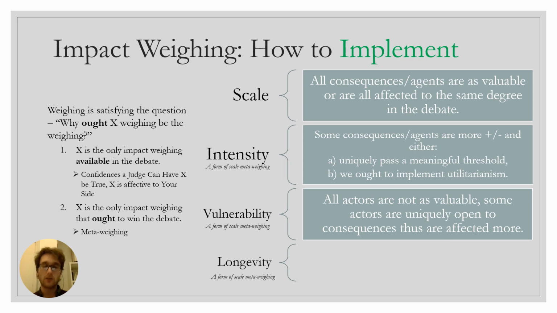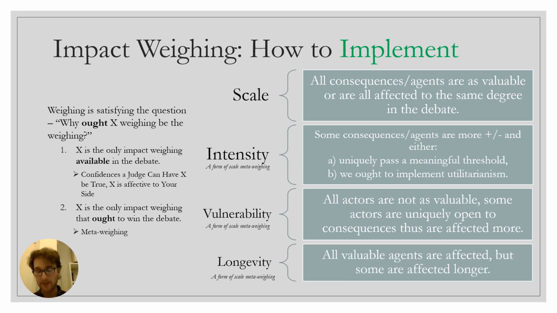Let's lastly look at longevity. So longevity here just means, obviously, the persistence of that impact. So here, once again, you are accepting the scale premise, which is that all actors are as valuable as each other. However, even if this is true, some actors are affected longer than other actors. I think longevity is the most intuitive weighing, and it's not utilized enough as I think it should be, at least not explicitly.